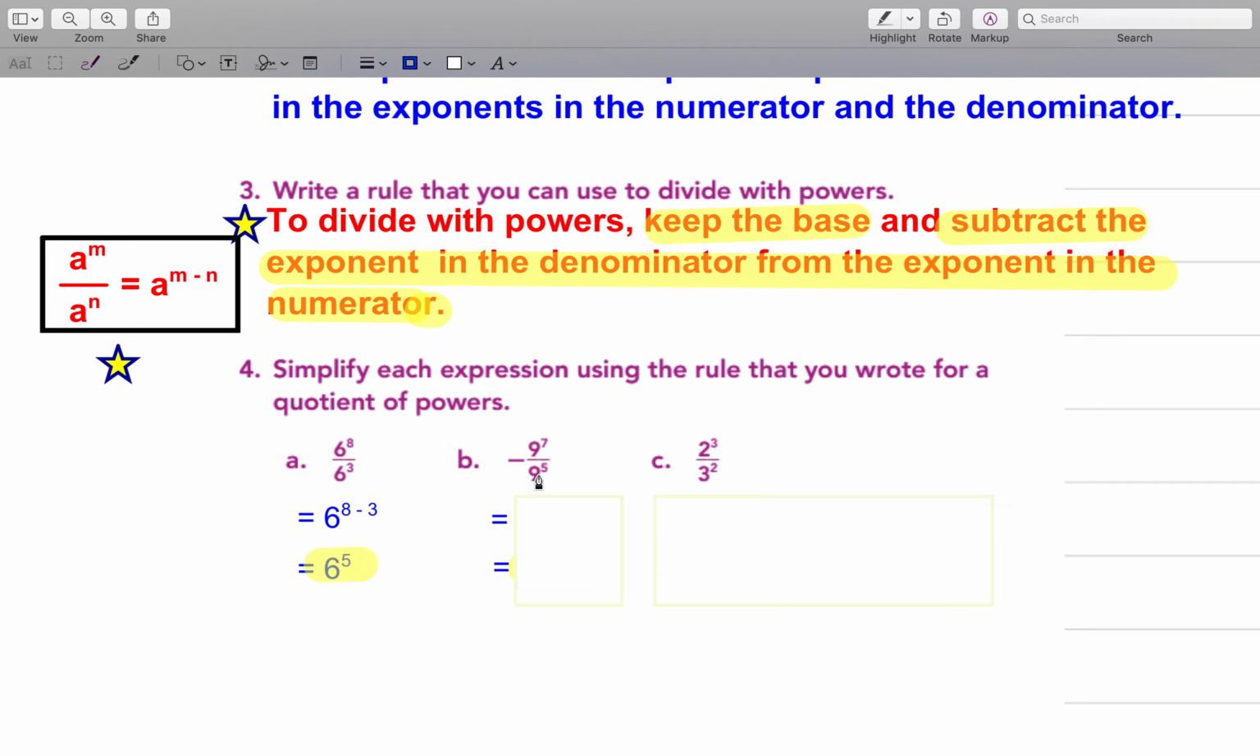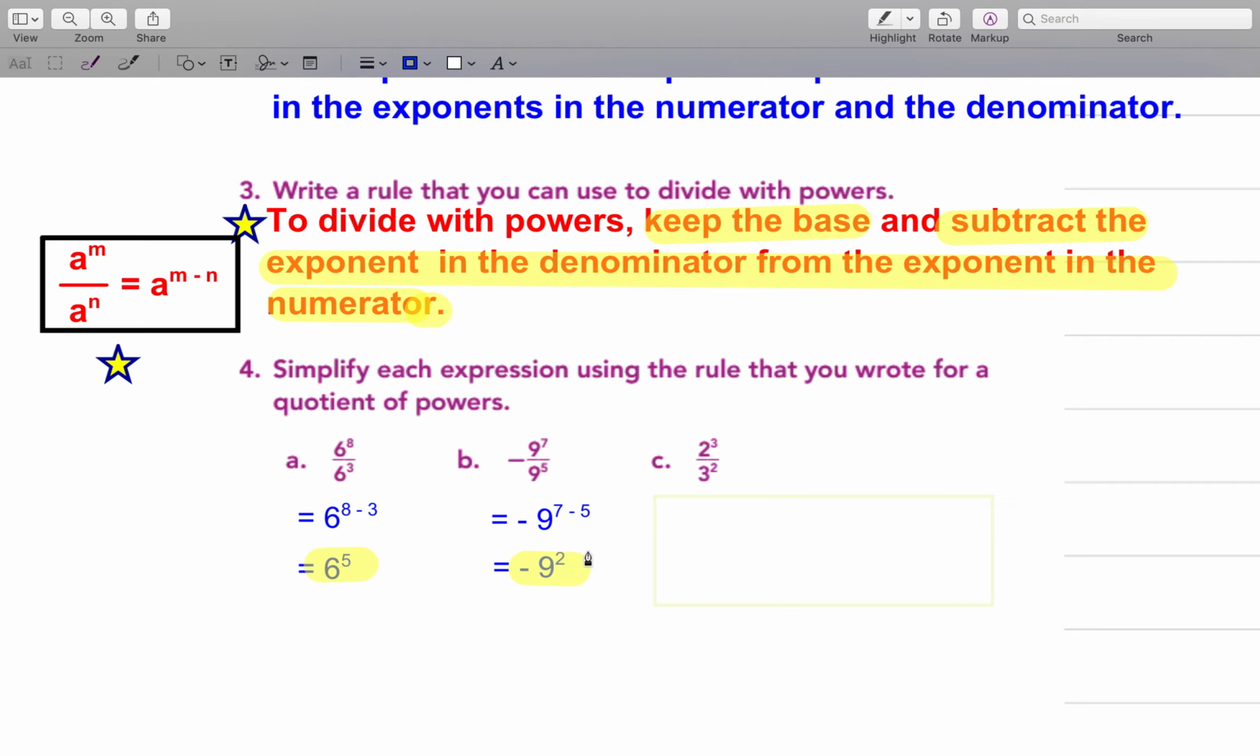Same thing here. Notice how there is a negative out in the front, so we're going to have to put a negative out in the front. And 9 is the same base, so it's 9, and 7 minus 5, which is 2. So negative 9 with the 7 minus 5 as an exponent, we get negative 9 squared.